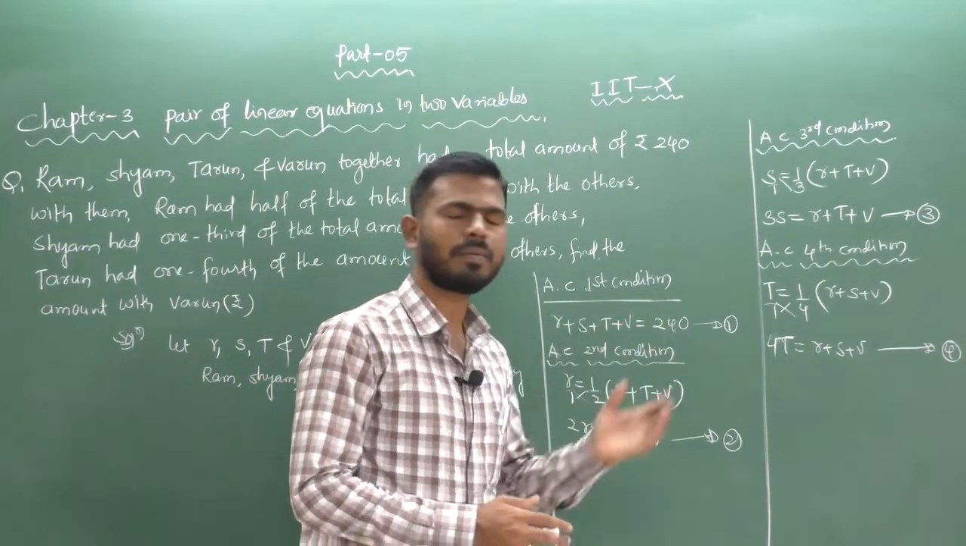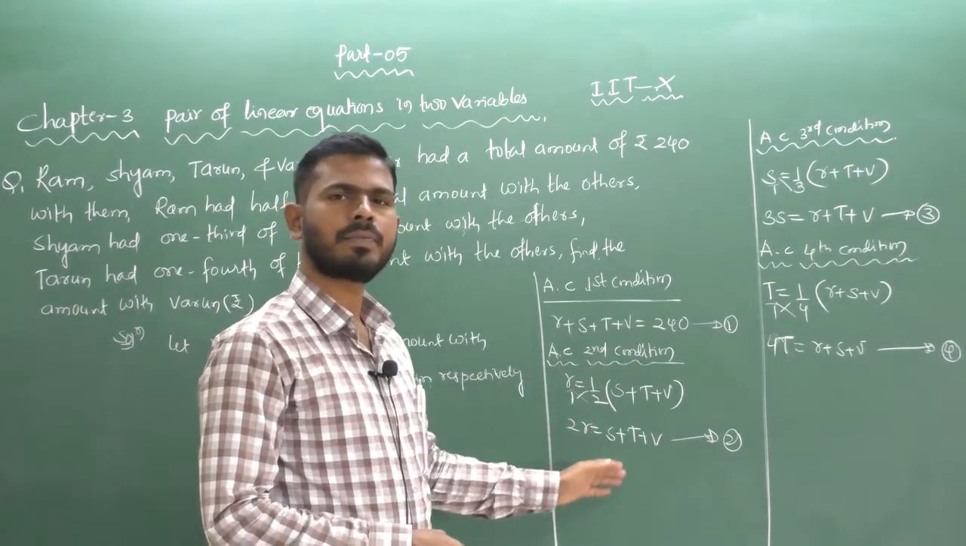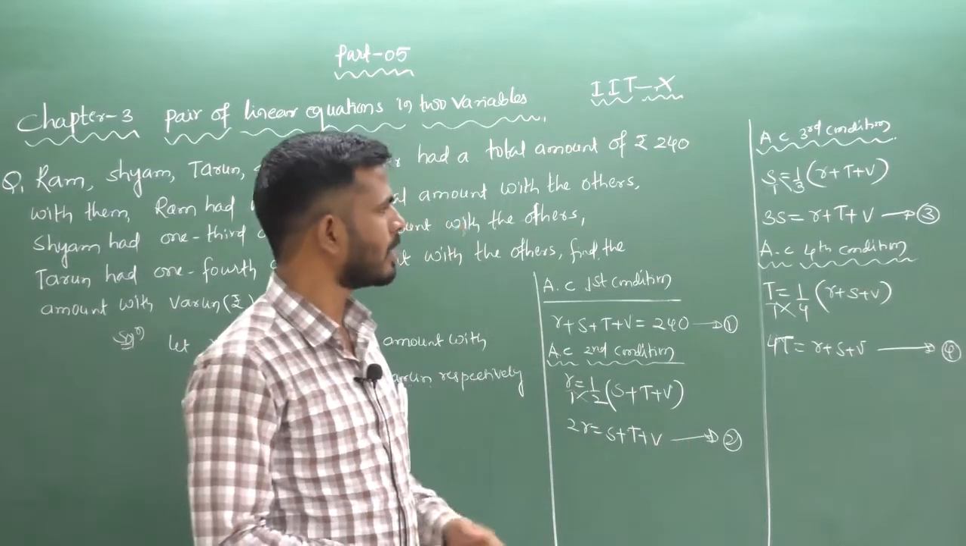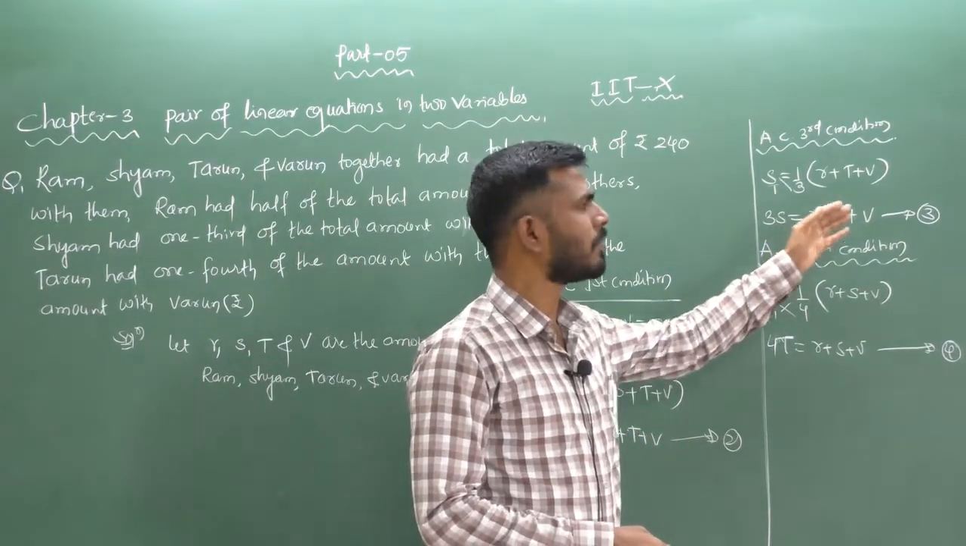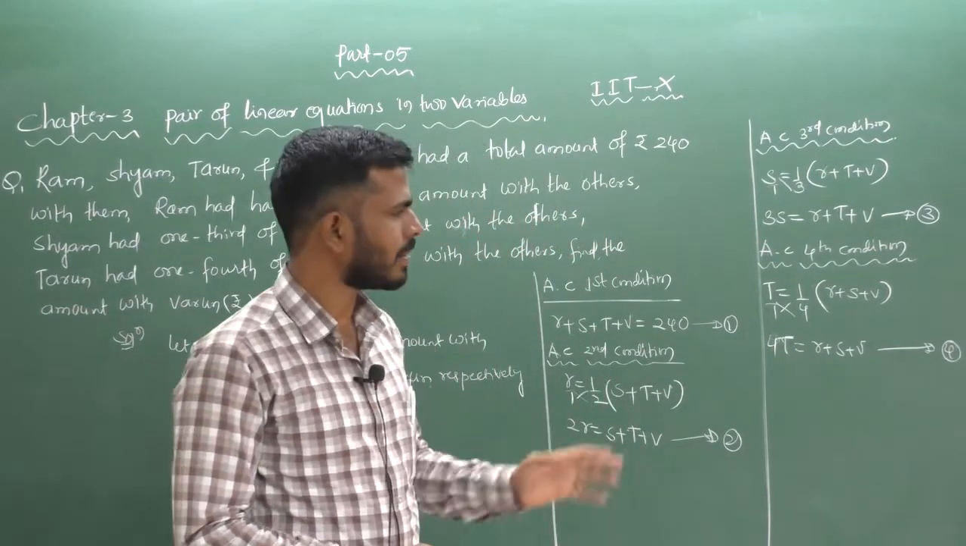So here given sum of these four equal to 240, first one condition. 2r equal to s plus t plus v. This is the second condition. 3s equal to r plus t plus v. This is the third condition. 4t equal to r plus s plus v. This is the fourth condition.